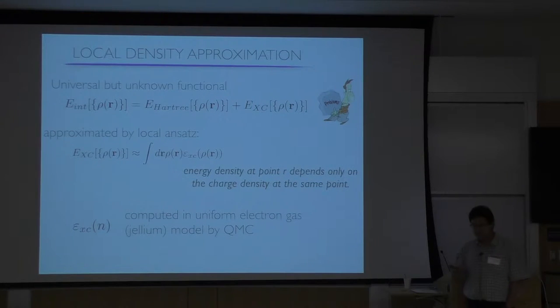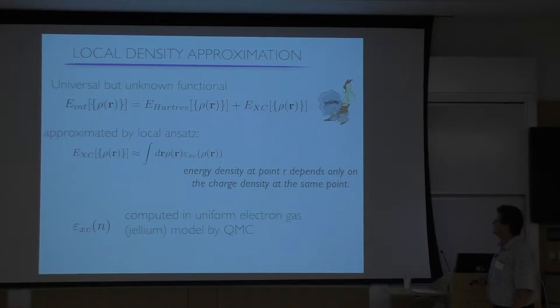Which basically means that in order to calculate the exchange correlation potential or exchange correlation energy, each point in space is independent of each other. Okay? That's as local as it can get. So it is a completely local theory, which means that each point in space is independent of any other point in space in order to compute the exchange correlation potential.